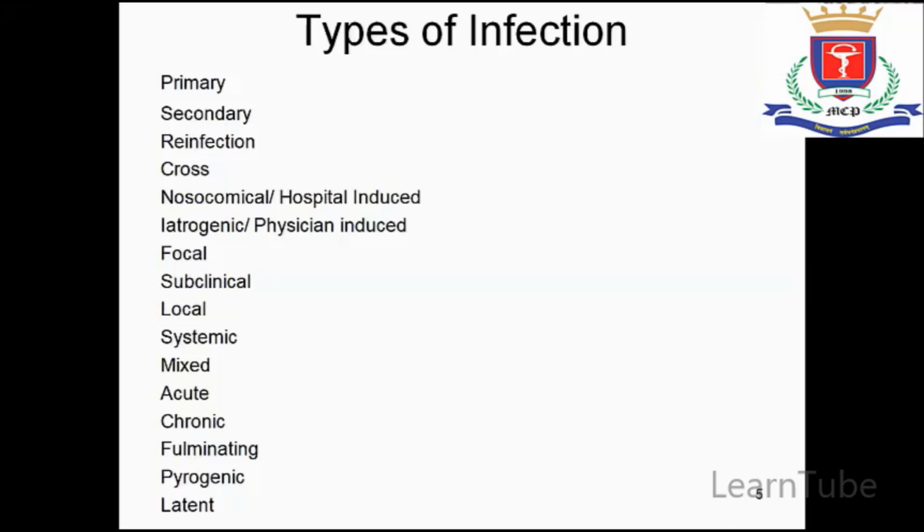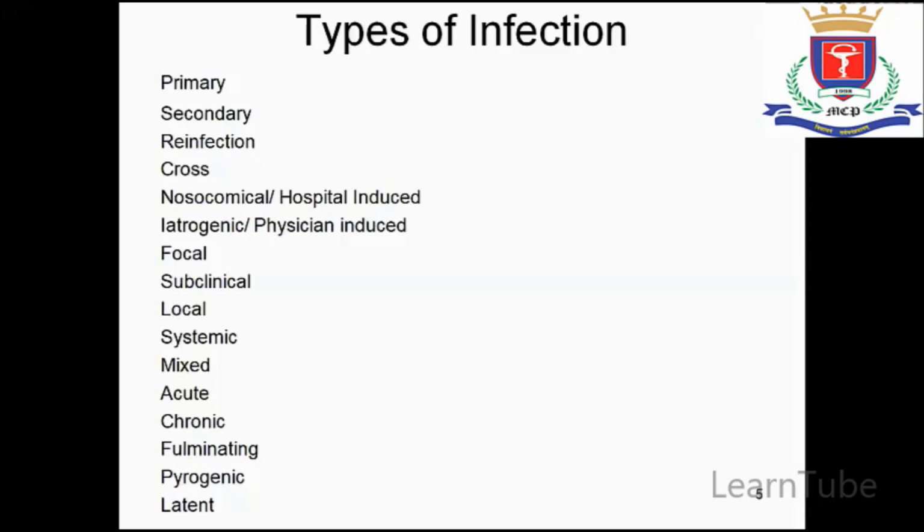Subclinical are the infections which do not show symptoms. Okay, the particular patient has been infected with a disease, but there are no symptoms. Systemic is the whole body is infected because it is in your bloodstream. Mixed is you are getting infected with two or more microbes at the same time. So that is mixed. Acute is you are getting infected with the microbe, and you are cured early within 1 or 2 weeks. You get easily cured, so that is acute infection.